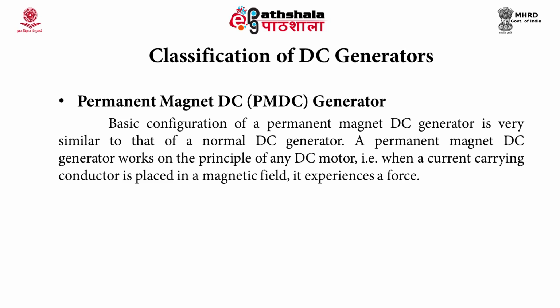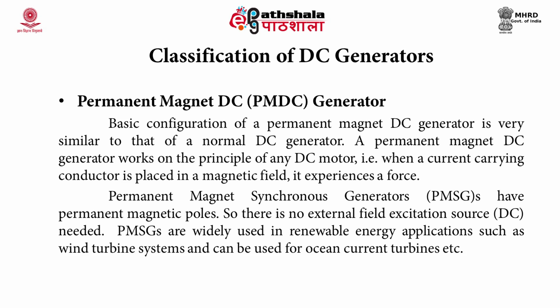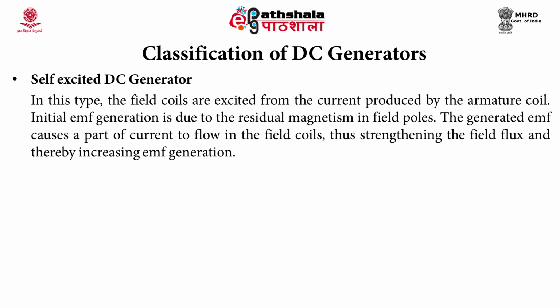Permanent magnet DC generator. The basic configuration of a permanent magnet DC generator is similar to that of a normal DC generator. It works on the principle of any DC motor, that is, when a current carrying conductor is placed in a magnetic field, it experiences a force. The permanent magnet synchronous generators, that is PMSGs, have permanent magnetic poles. So, no external field excitation source is needed. These PMSGs are widely used in renewable energy applications such as wind turbine systems and can be used for ocean current turbines.